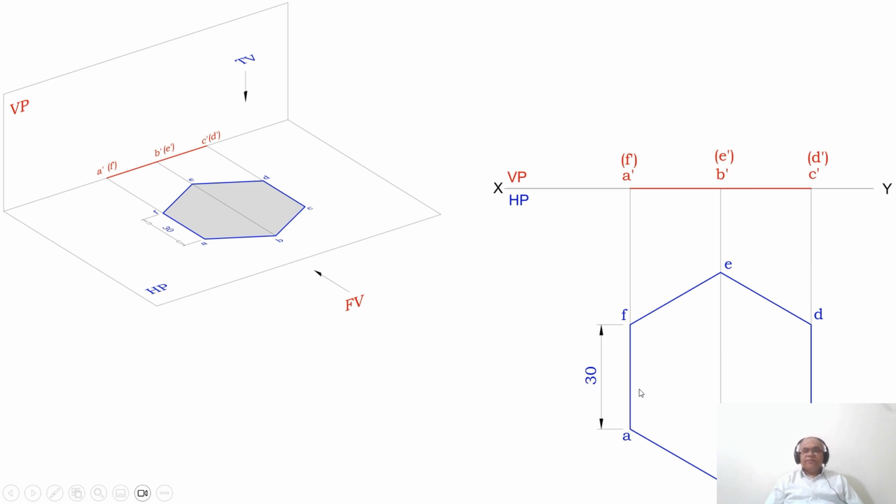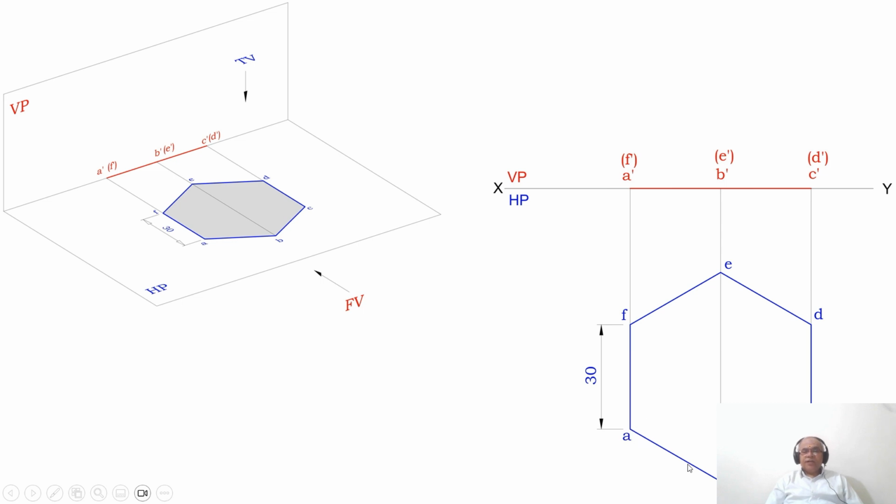Then I need to draw the front view. So draw a vertical projector from A and F to the XY line. Similarly, draw a vertical projector from B and E to the XY line, and similarly from C and D to the XY line. As you look from the front view, ABC is near to the observer, so A dash, B dash and C dash are visible, and DEF is away from the observer, therefore D dash, E dash and F dash are invisible.